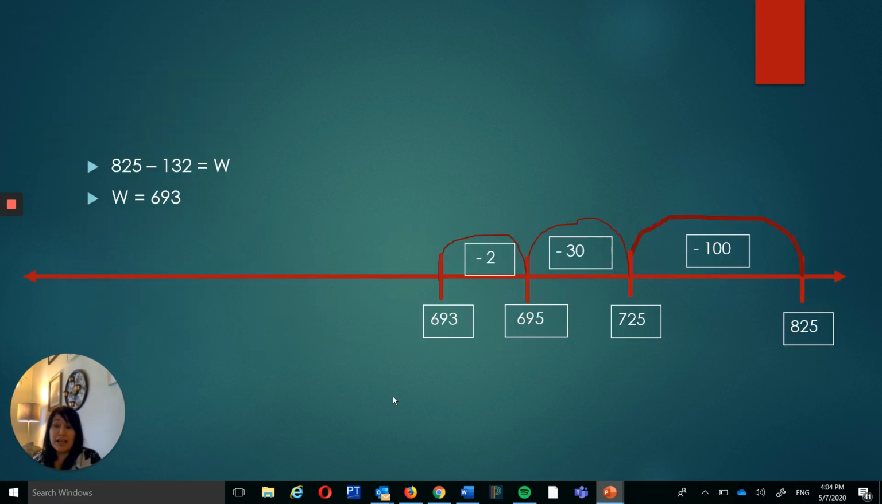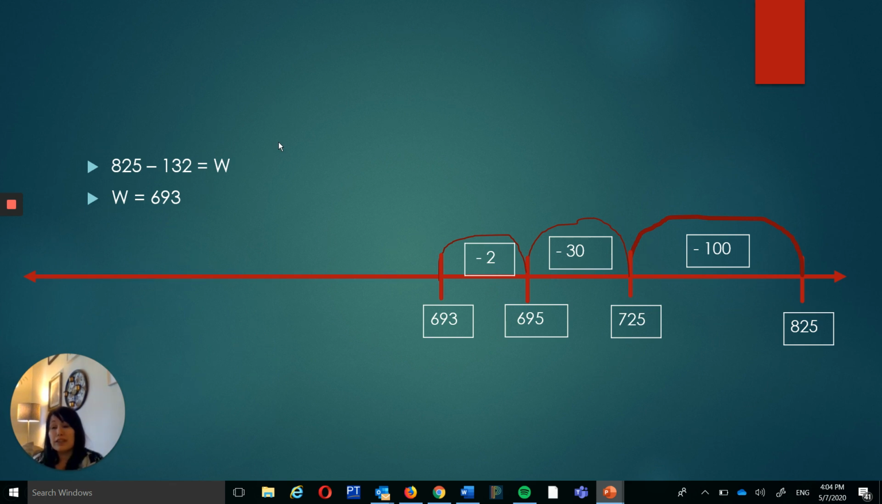Okay, here's the answer that I got. I did 825 minus 132 equals W, because I knew that this 825 was how much water I started with. I knew some was used, but I didn't know how much. But I did know that at the end I had 132 left, which was what was unknown.